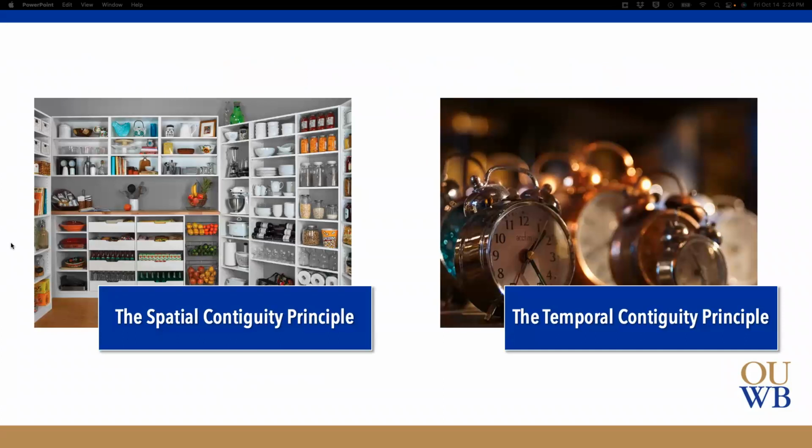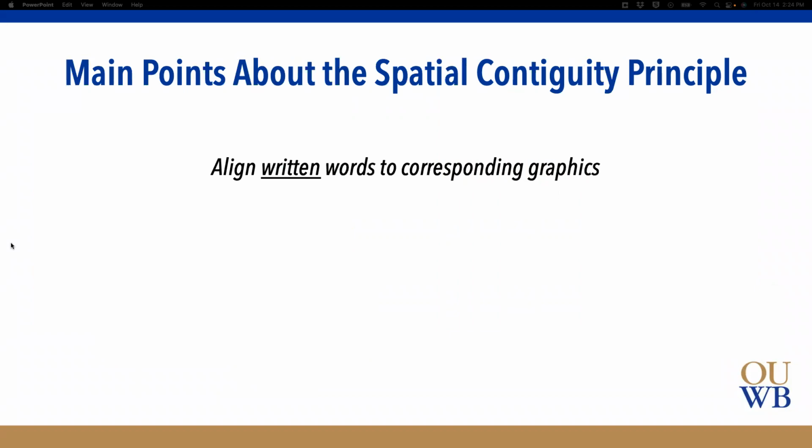So next we get into the contiguity principle, and there's two subsets to this principle. There's the spatial contiguity principle, and then the temporal contiguity principle. So we're going to look at these in parallel. The main point about the spatial contiguity principle is that you want to align written words to corresponding graphics.